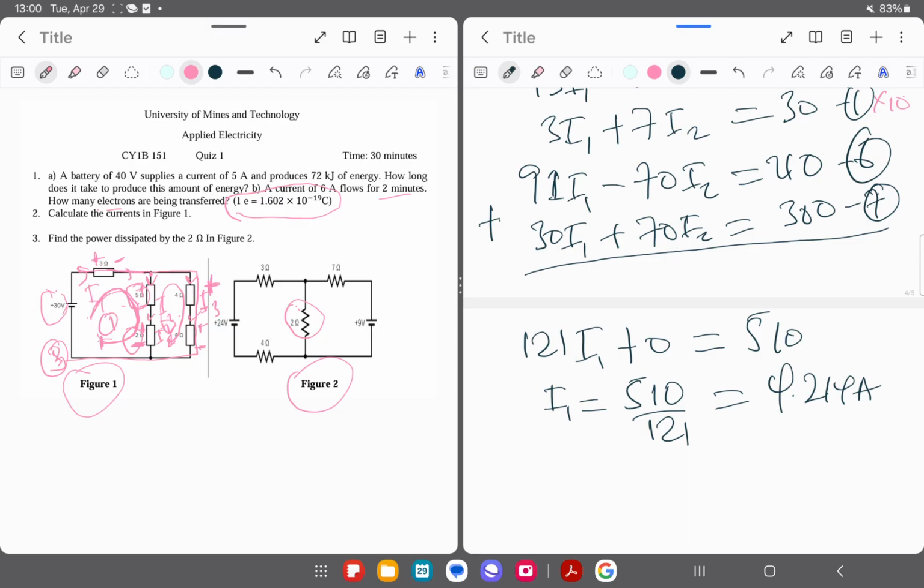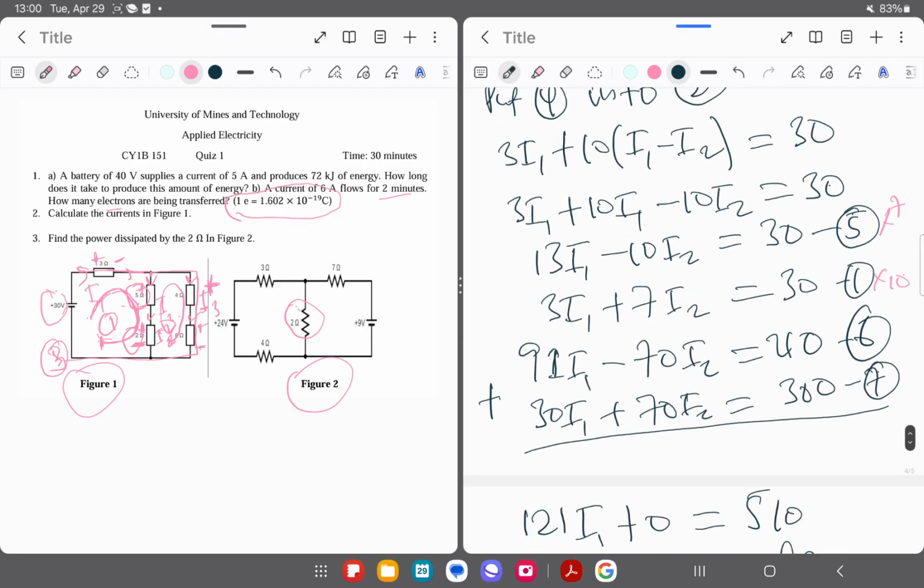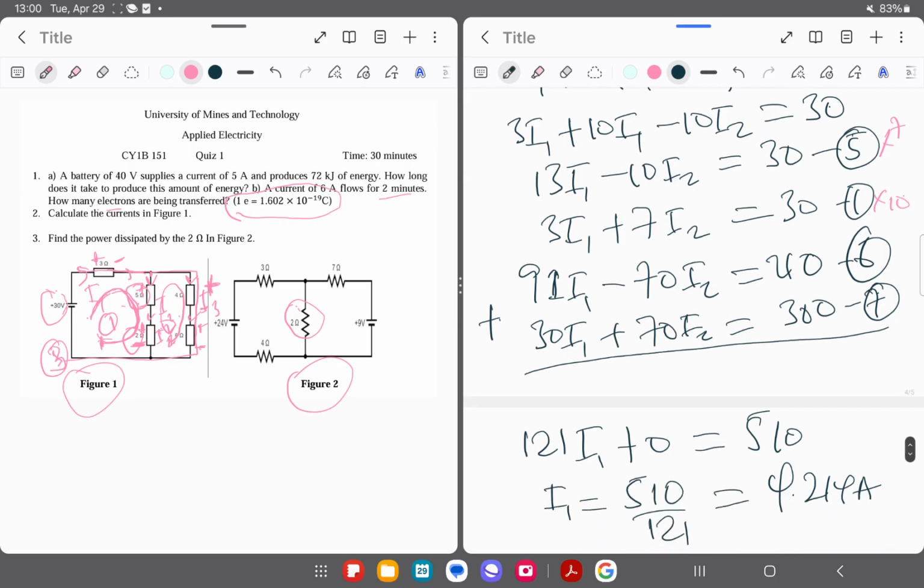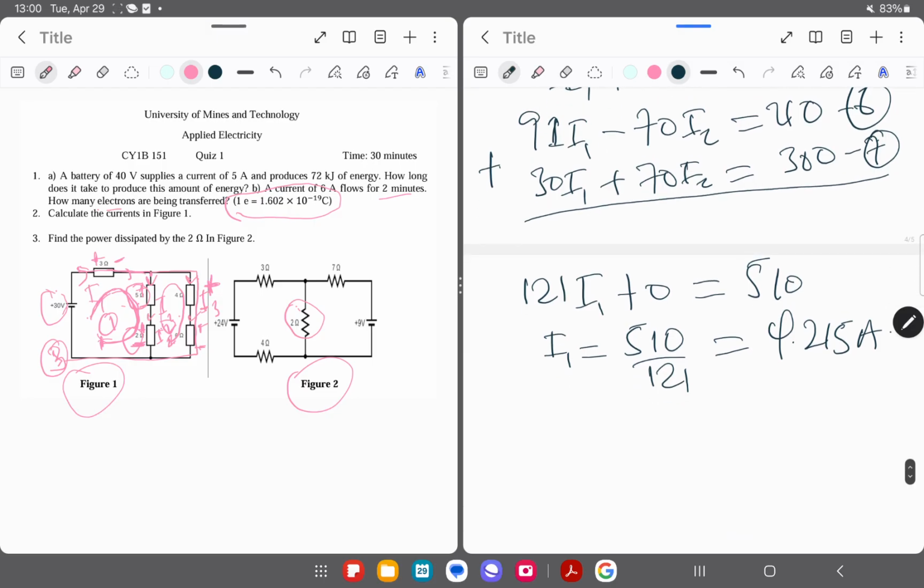So let me look back again. Is there any mistake here that I did? So let's just check. Yeah, so we are good to go. So it will be 5 here because of rounding, 4.215 amps, right? You round this off. Okay, now we move to what? Let's try and get I2 and I3.